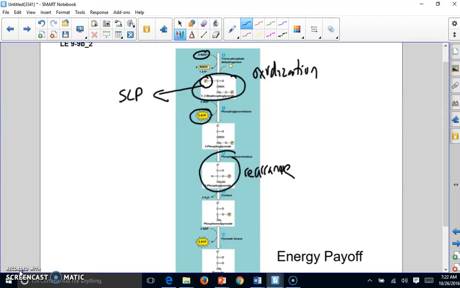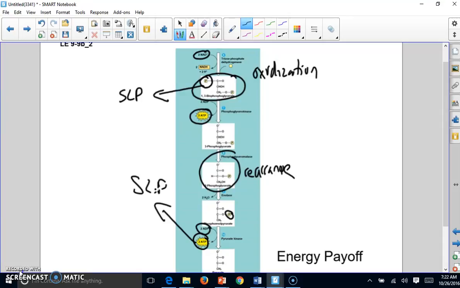And then finally, in our last step, we have this phosphate group here. We have 1 more left. And we take it off and we add it to ADP to make 2 ATP. Again, we did substrate level phosphorylation by taking a phosphate group off, and giving it to ADP to make ATP.